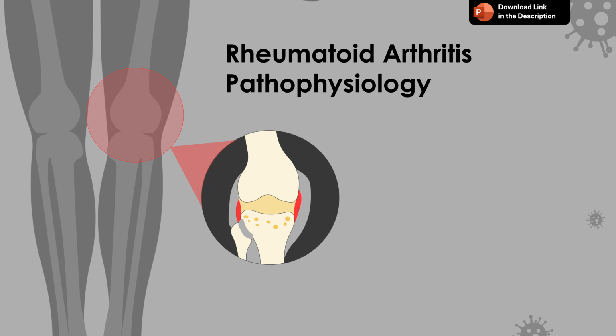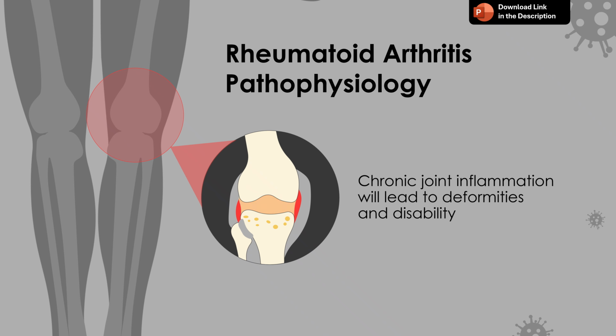When joint inflammation persists unchecked over time, it leads to irreversible damage. Cartilage breaks down, bones erode, and tendons weaken, ultimately causing visible deformities, resulting in significant disability.